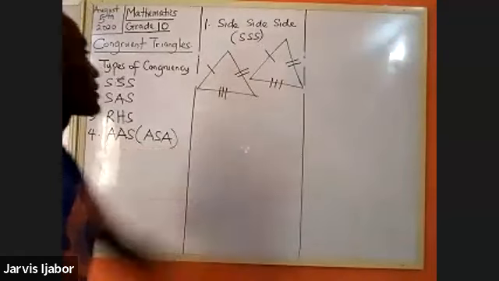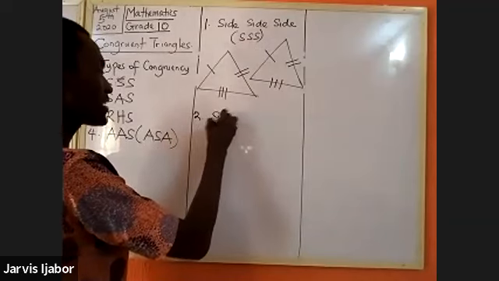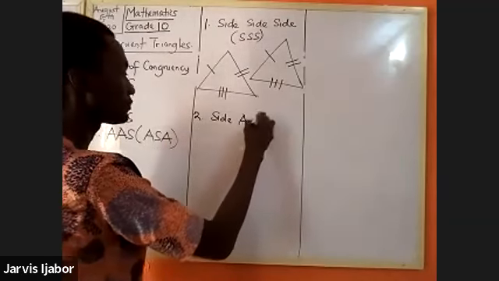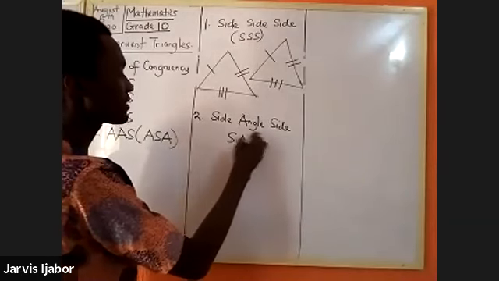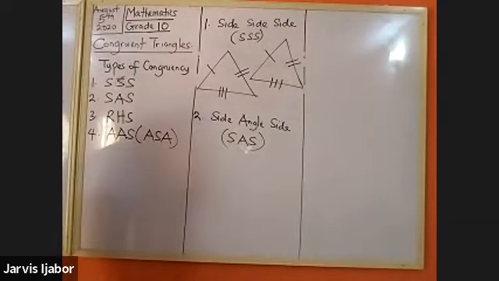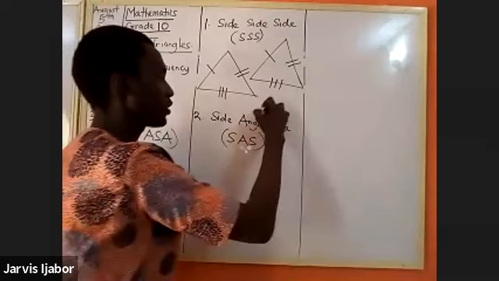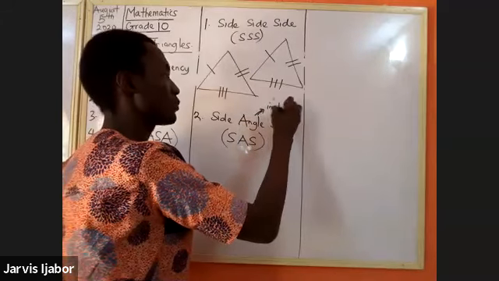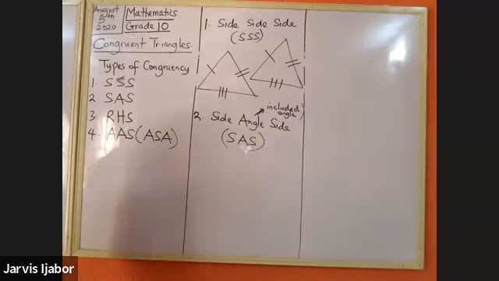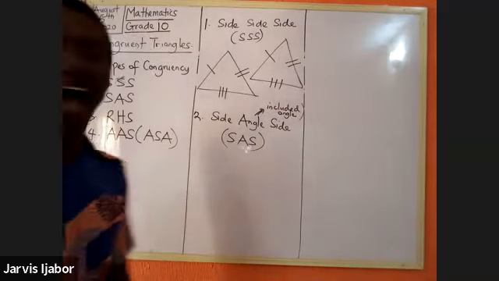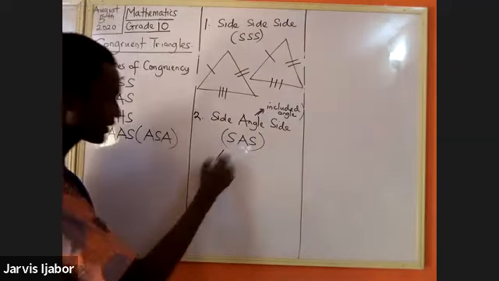Side, side, side. Number 2, we have what is called side angle side. This one means SAS in short. Now it's called side, angle, side because the angle in question is what is called an included angle. Please take note of this. It's an included angle. What's an included angle? An angle that comes between two sides that are known, right?